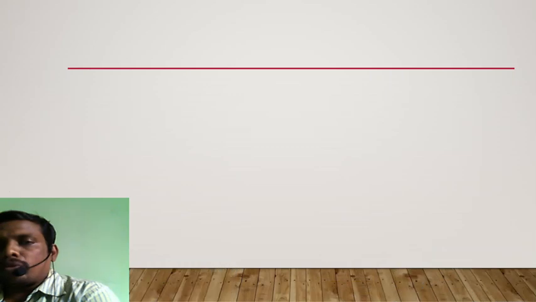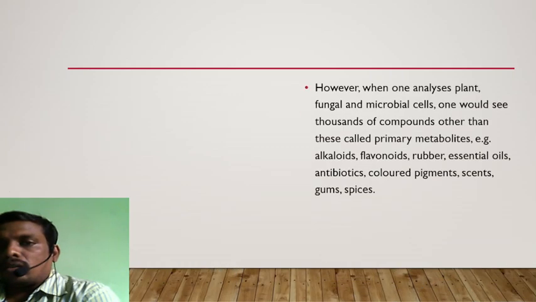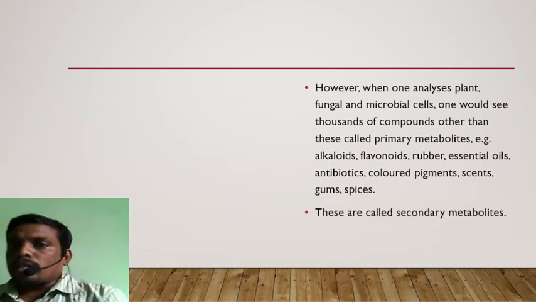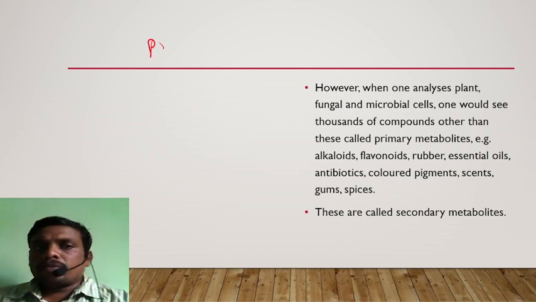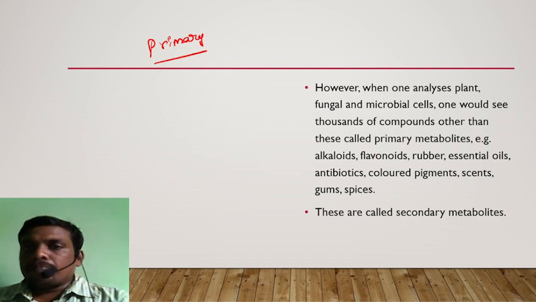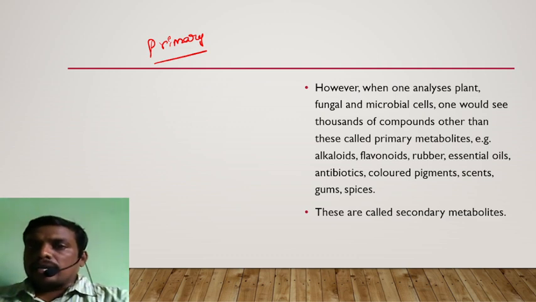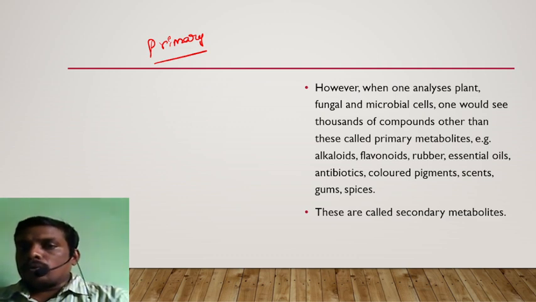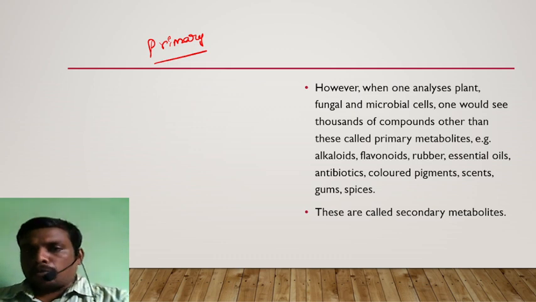Very important for the objective point. Now, what about primary metabolites here? Let us learn about primary metabolites. Compounds other than the above are called primary metabolites.